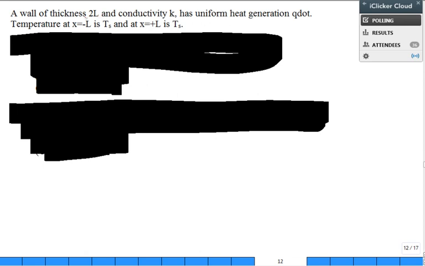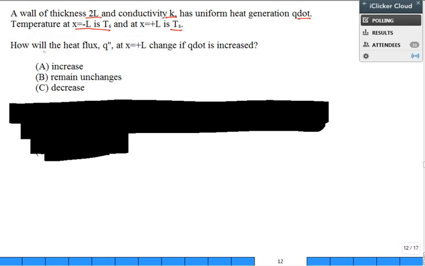Same thing: wall thickness 2L, conductivity k, and q dot. Temperature at plus and minus L is the same. How will the heat flux at x equal to plus L change if q dot is increased? So we have our slab and we have q dot generated throughout, and what we're interested in is the q double prime, that's our flux, at x equal to plus L. How will that change as q dot goes up?